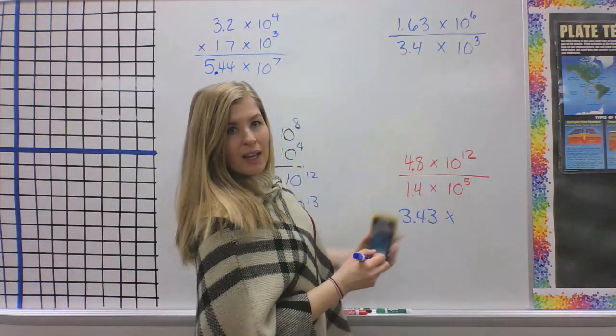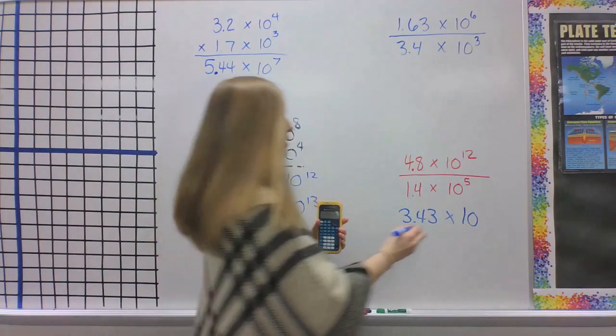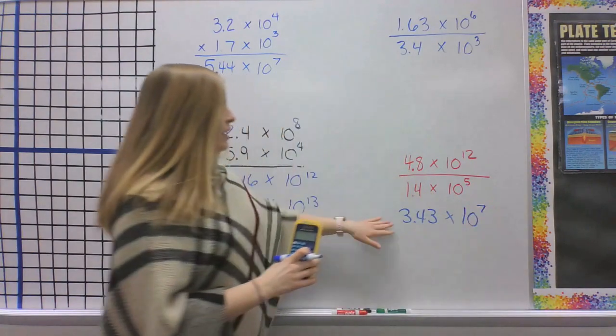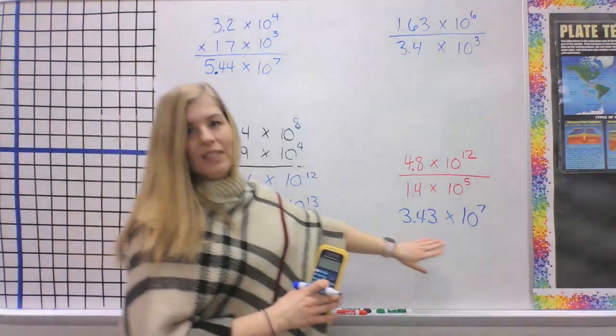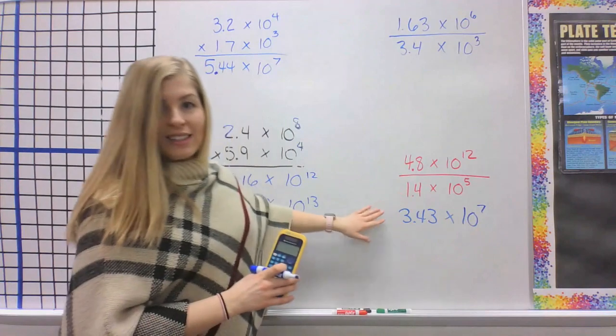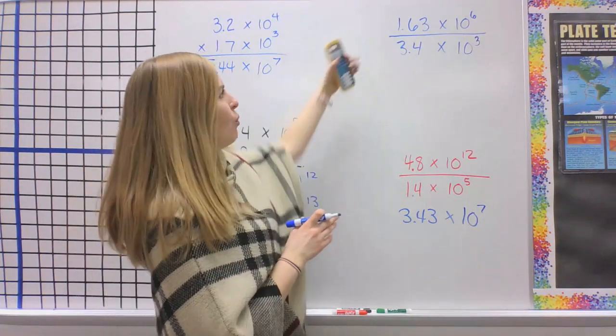I'm going to subtract my exponents since it's the same base. 12 minus 5 is 7. And then, can I leave it like this? Is this written in scientific notation? The first number is between 1 and 10 times 10 to the 7th. Yes, it is. So we can leave it as is. And then we're going to do this one last.